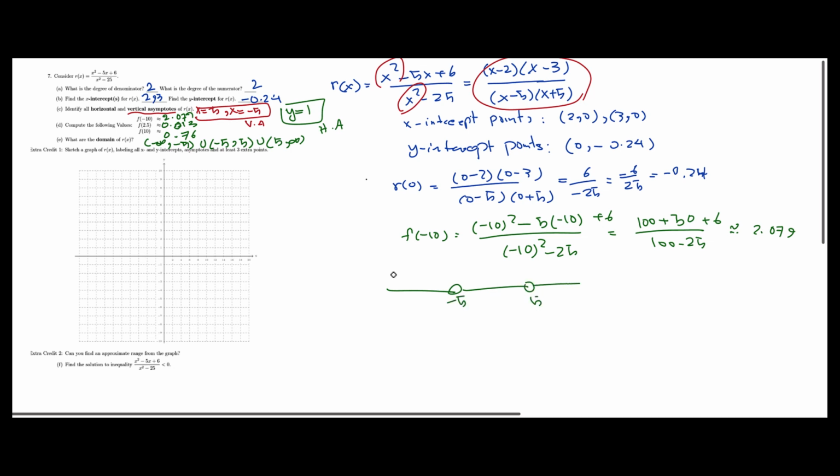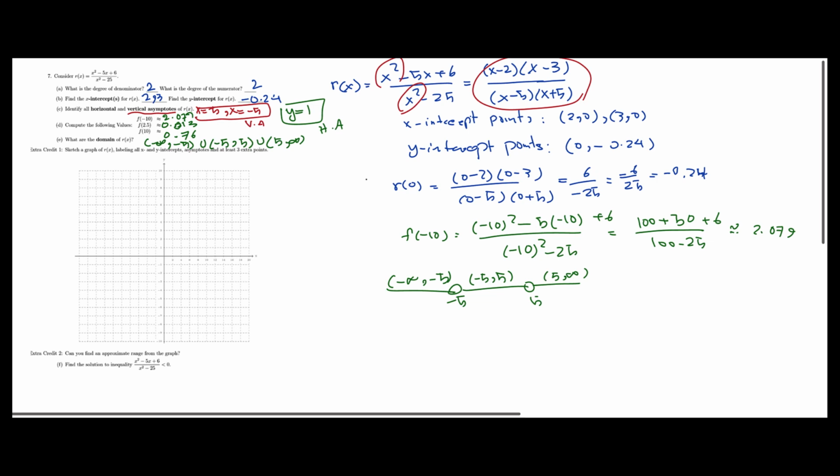Negative 5 and 5. This piece is negative infinity. You always start from the lowest number to the highest, or lowest symbol to the highest symbol. And then here is negative 5 and 5, and then 5 and infinity, and you union them together.